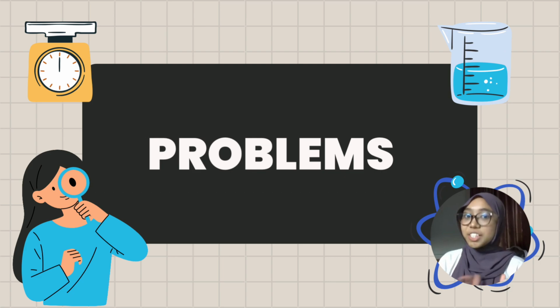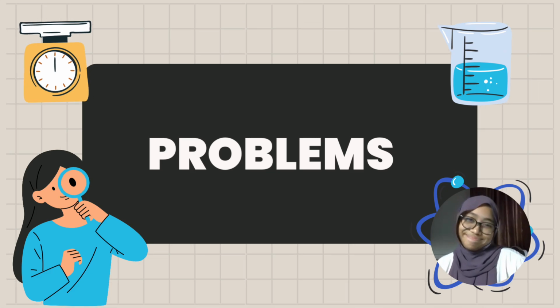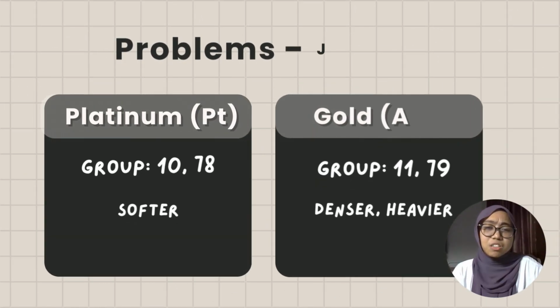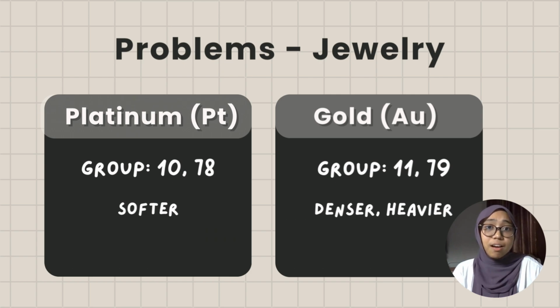Hello, I am Hani, and now we are going to move on to problems that demonstrate the application of the periodic trends themselves and their influence on material properties in a real world context. Actually, there are a lot of problems and cases related to periodic trends. Jewelry is one of them. So, let's take platinum and gold as our example.